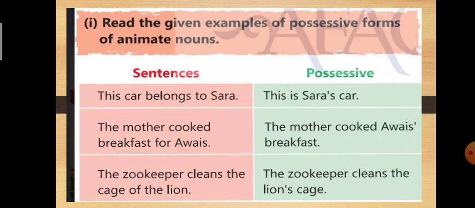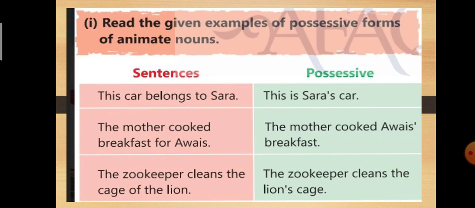This car belongs to Sarah. In these examples, you have been told about possessive form of animate nouns. So if something belongs to some animate person, कि वो किसी जिंदा चीज़ से belong करती है, तो उसको हमने possession में किस तरह change करना है, possession को हम किस तरह से represent करते हैं, through apostrophe.